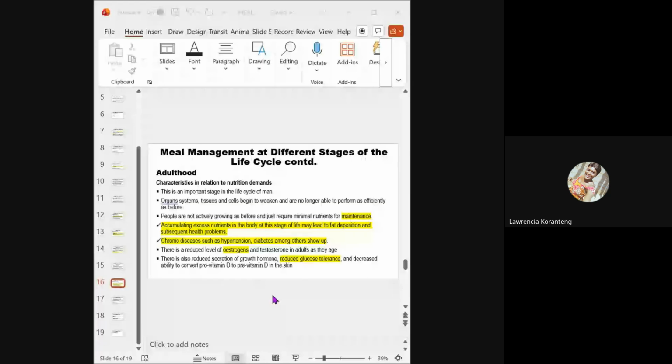Are you not the ones that did applied nutrition just yesterday? If we are saying that people are not actively growing and they require minimal nutrients for maintenance, what will you do? Use the knowledge that you just acquired yesterday from applied nutrition, about calculation of estimated energy requirement using your physical activity level, your BMR, and then your age and all that stuff. Somebody should use it to explain this point. I want to see if you can link the knowledge from that place to here.